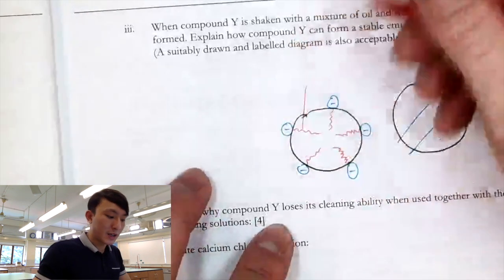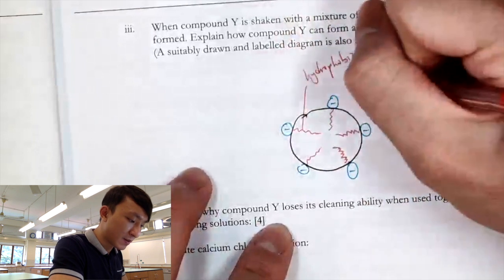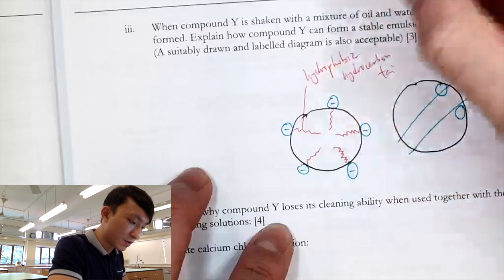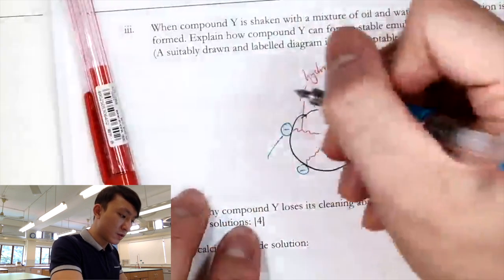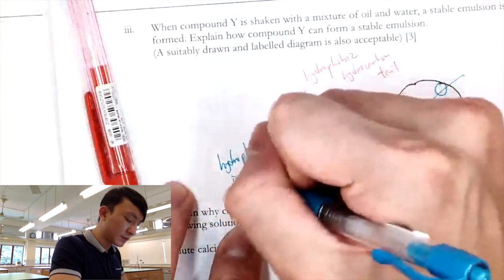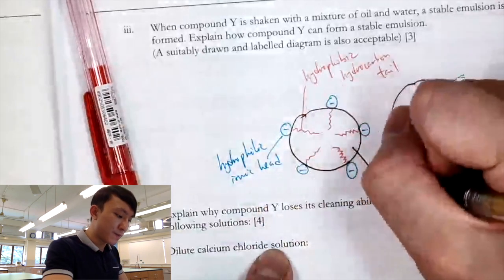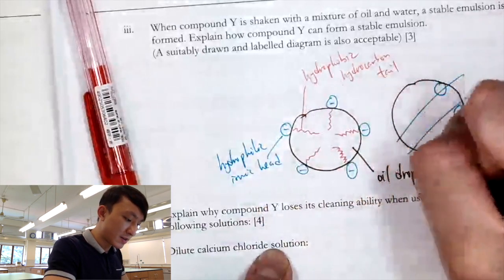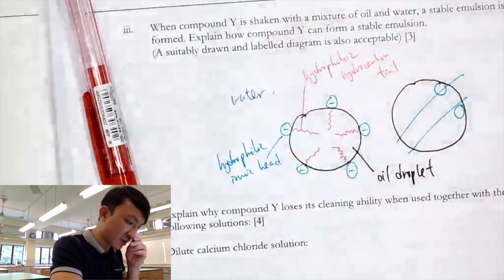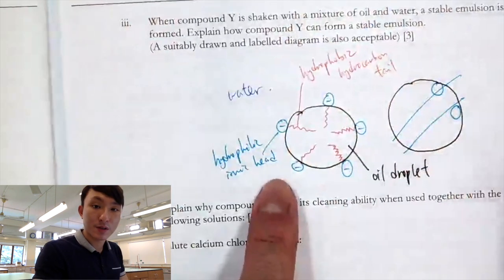Okay, and you have to label it, of course. This one is the hydrophobic hydrocarbon tail. This one is the hydrophilic ionic head, and you will label this one as the oil droplet. The outside should be water. Okay, so this is how it works.